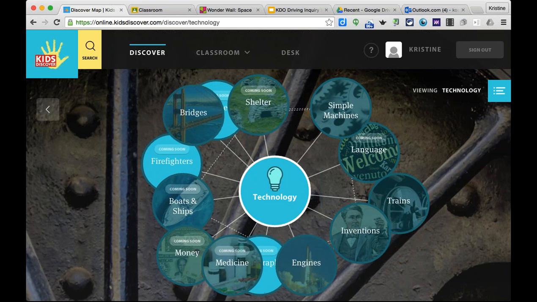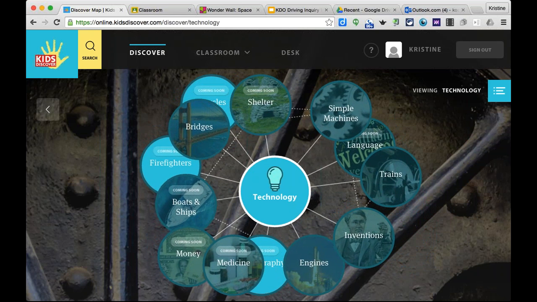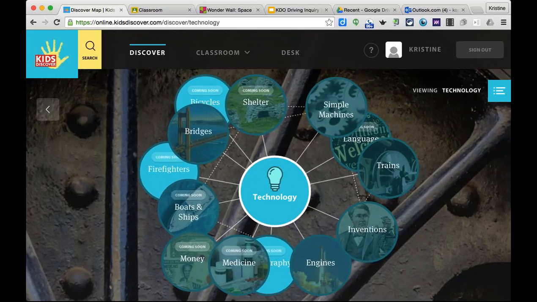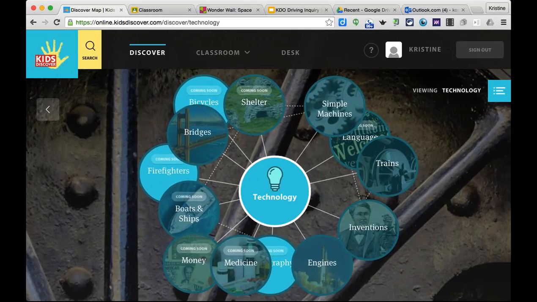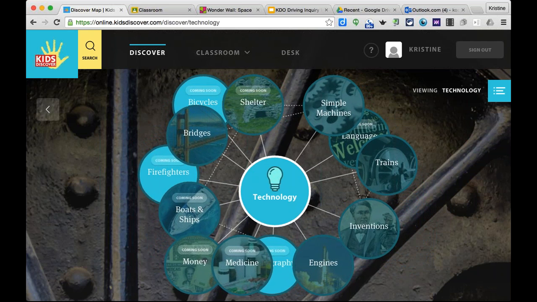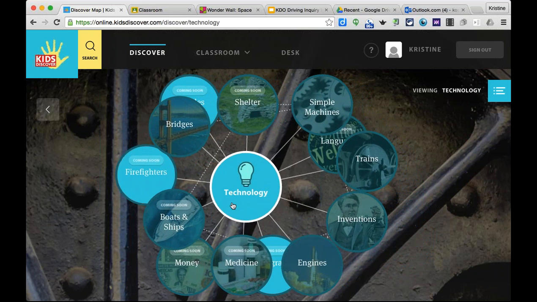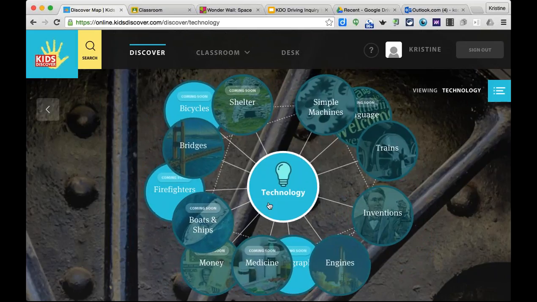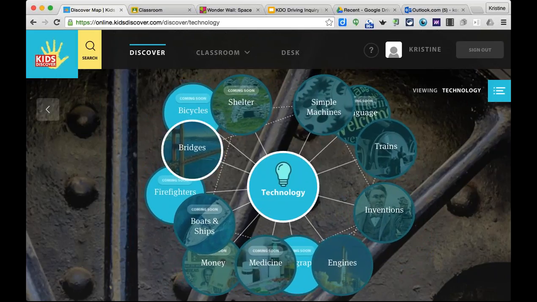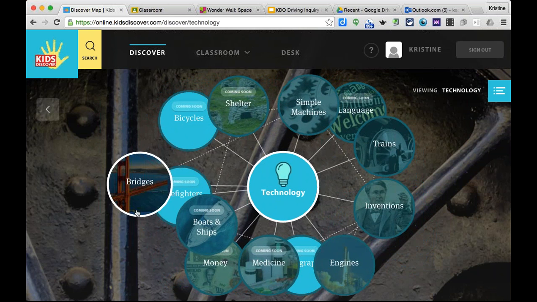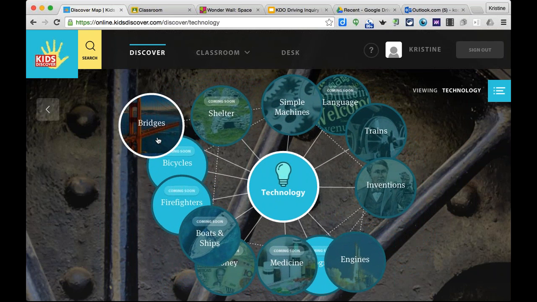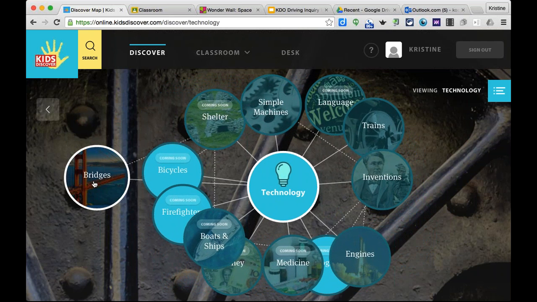And what happens next is the Discover map will adjust, and it will put my topic in the middle, and it will show all the related topics around it. And this is dynamic, so as I click and drag and move around, the bubbles will move and the connections will be apparent. So I can click and drag and I could see, for example, the idea of bridges connects to simple machines.